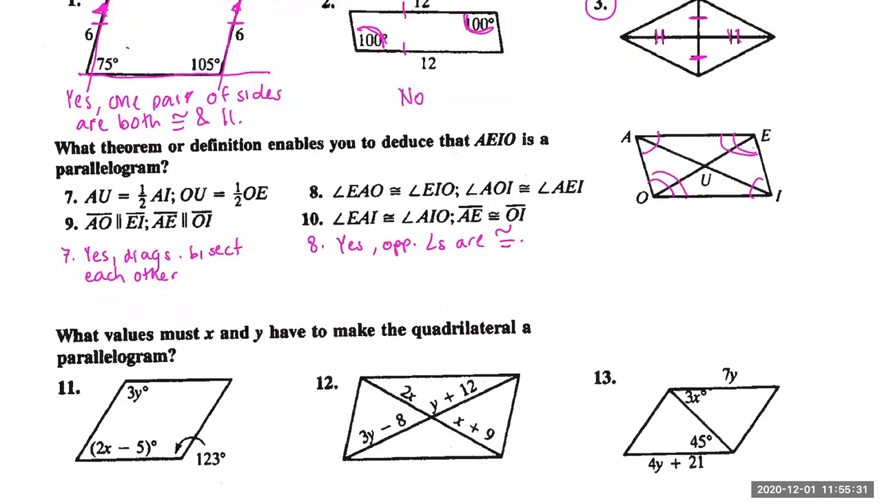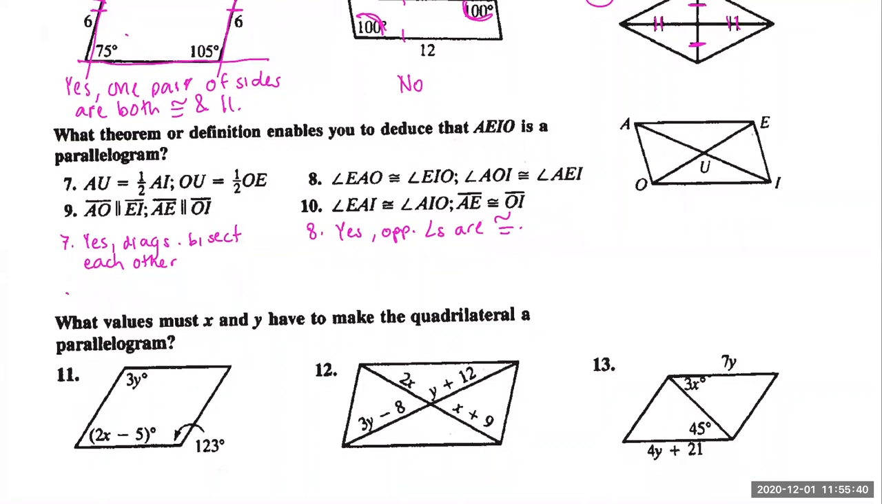Okay, I don't think I need to mark off number 9. What do you guys think about number 9? Yes or no if you guys know that opposite sides are parallel. Good, by definition, right? So opposite sides are parallel. Perfect. Number 10. This one I'll mark off. This is your given: EAI is congruent to AIO, and AE is congruent to OI. What do you guys think for this one? Yes or no on 10?